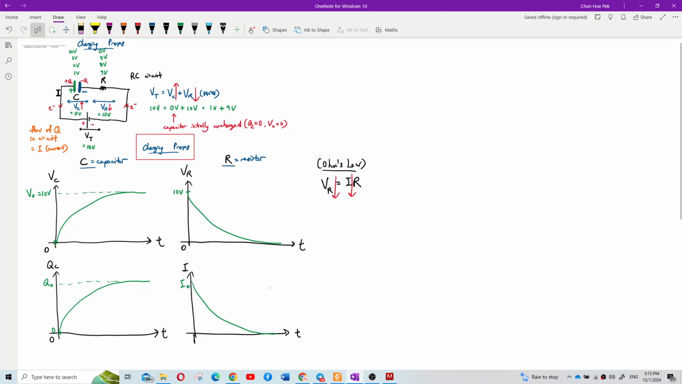So a lot of charge flows in the beginning. But once the capacitor is almost fully charged, the current stops. The current stops flowing. No more current flows in the circuit anymore, because it is already fully charged. When fully charged, the current stops flowing.